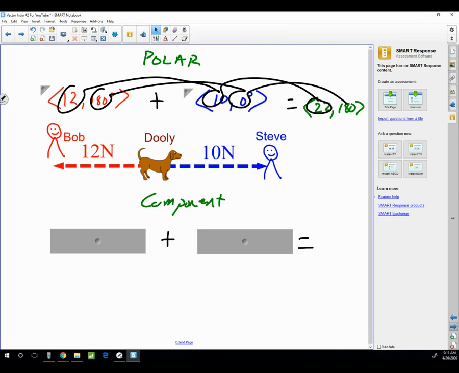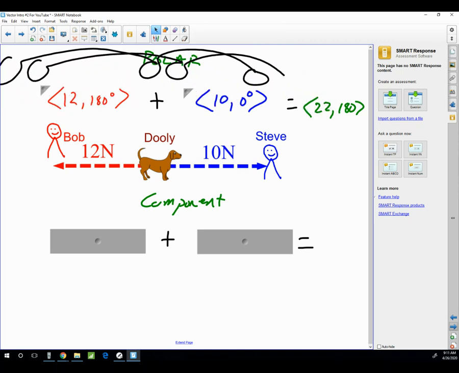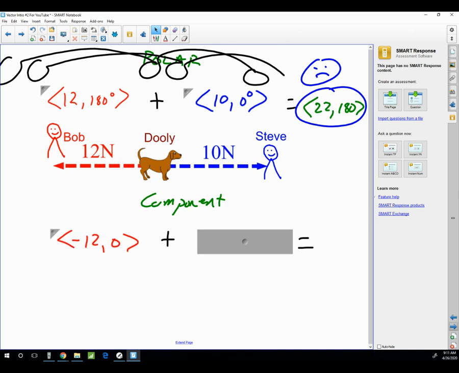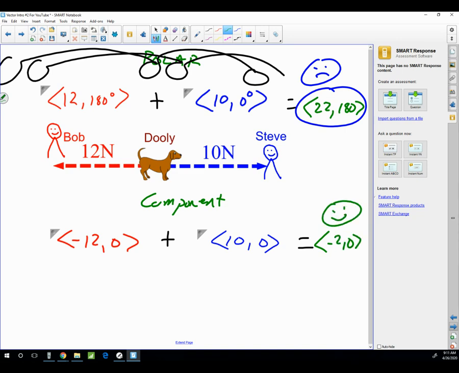But then you'd have to interpret the result over here, and that just doesn't interpret right. You should be able to look at that and say, you're right, it doesn't. If you can't, give me a call. If we looked at it in component form, Bob is negative 12, 0. Steve is 10, 0. And their resultant is negative 2, 0. And that makes sense. That's what we have to use. Vectors can only be added in component forms.